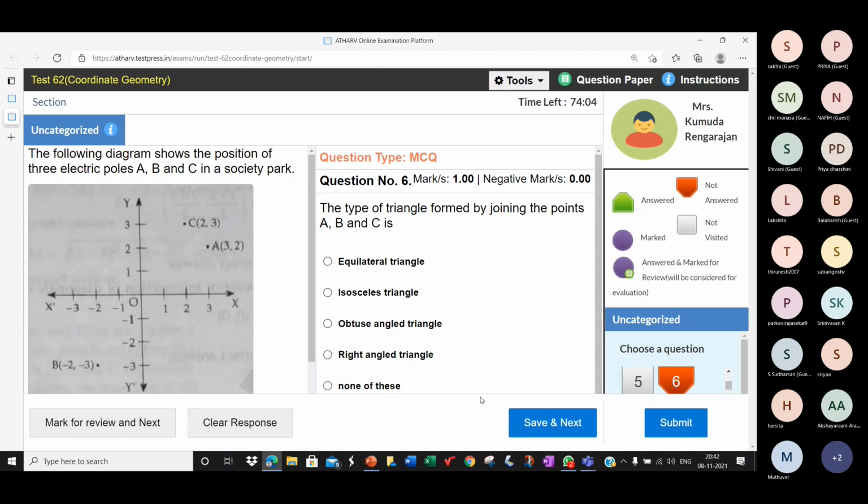Therefore, these three vertices form a right triangle, right angled at A, because BC is the longest side. So the angle opposite to the longest side, angle A, will be the right angle. So it's a right angle triangle. Agree, children, all of you? Yes, ma'am.